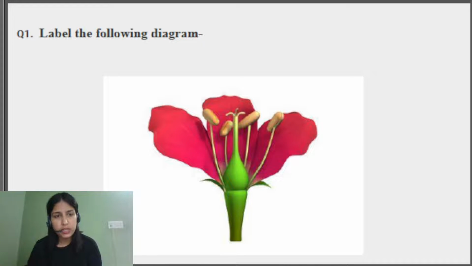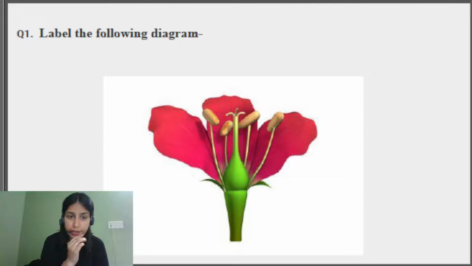Yes, now you will be labeling the following diagram. You will try to draw this diagram in your notebooks as well. You will try to label it. You can also mark the answers and just give your responses in the chat box, so that I'll be able to know if you know the different parts of the flower now. I'll give you a few seconds to look at the diagram.